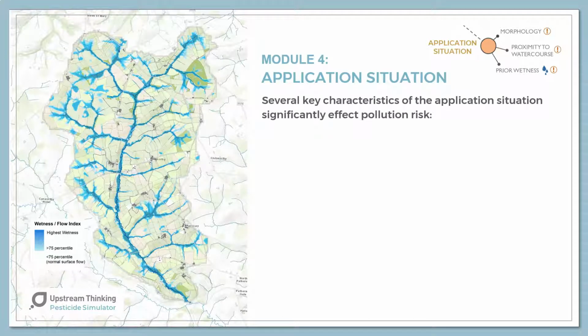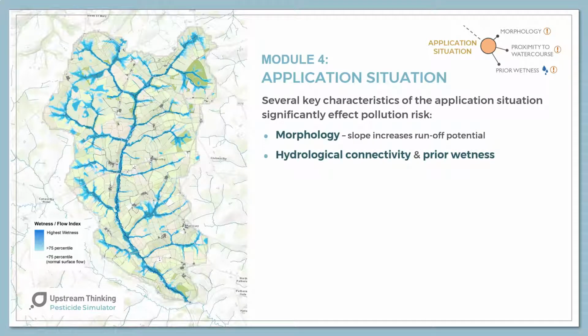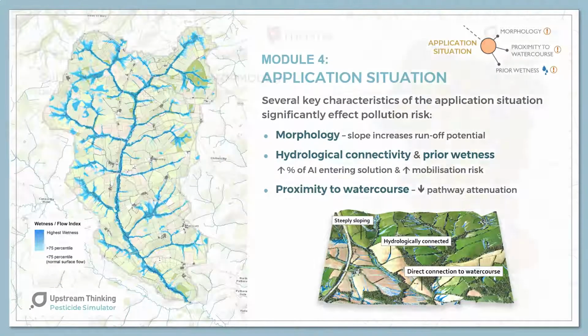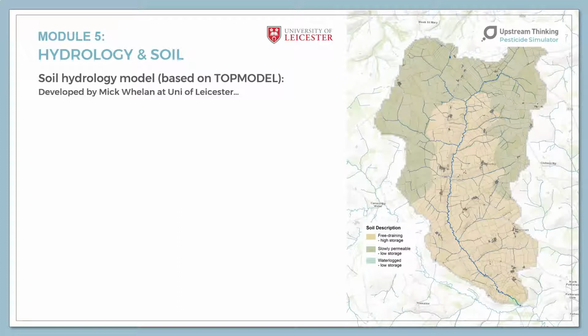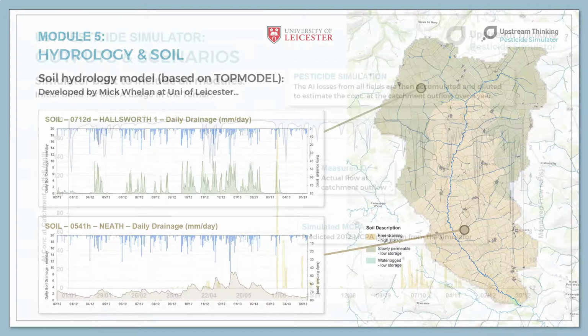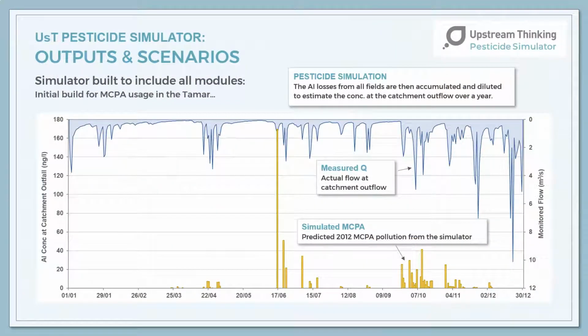The simulator has hydrological components, modules, looking for some of these risk factors in terms of where pesticide mobilisation is most likely to happen. It also has quite a sophisticated soil hydrology model in it, which allows us to look at the way that water is running off or moving through different soils in a catchment. And that comes together to allow us to simulate the loss of pesticides, in this case over a year.